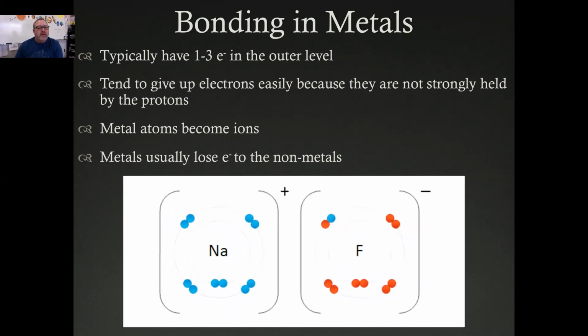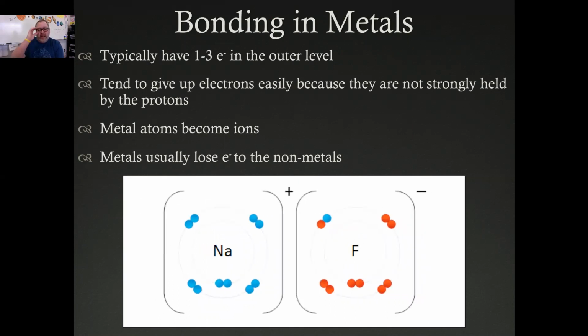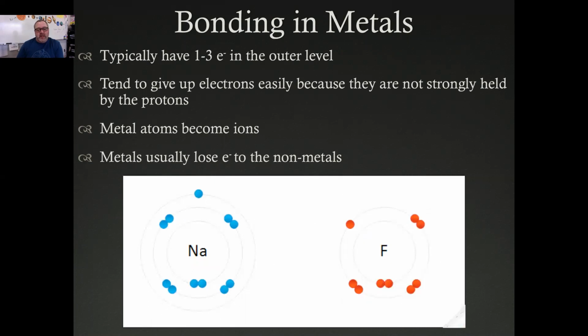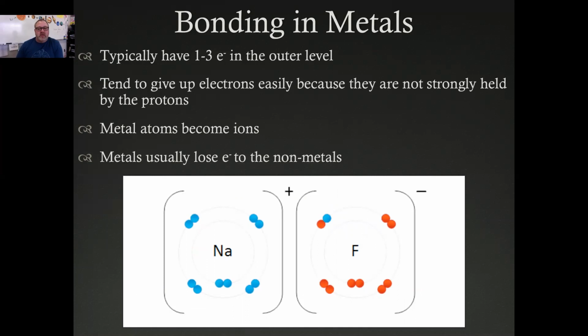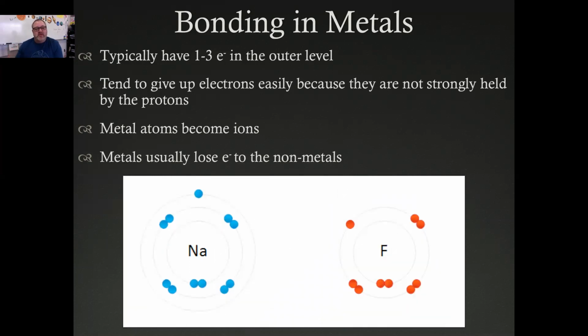So bonding in metals happens when we have those outer electrons that are given up and shared. What happens is usually metals have anywhere from 1 to 3 electrons in their outer energy level. We talked about that in the previous chapter. And they tend to give those up relatively easily because they aren't held very tightly by the protons.